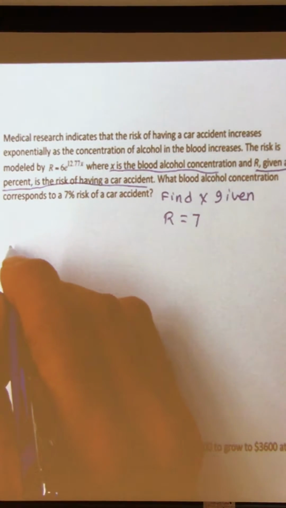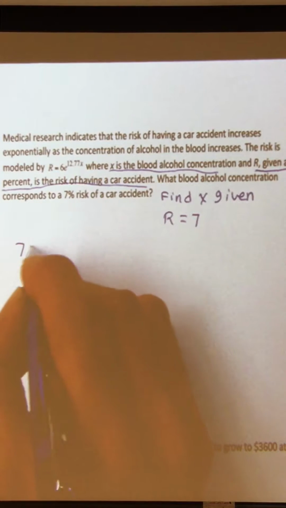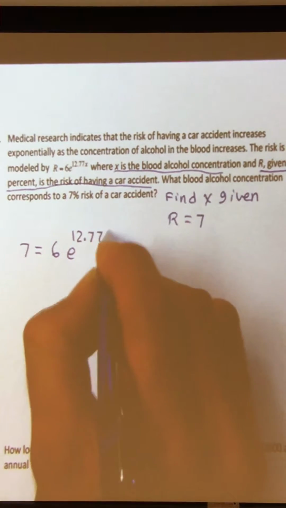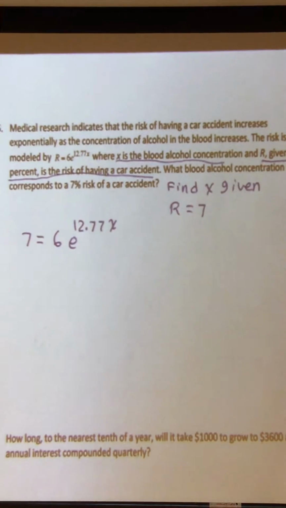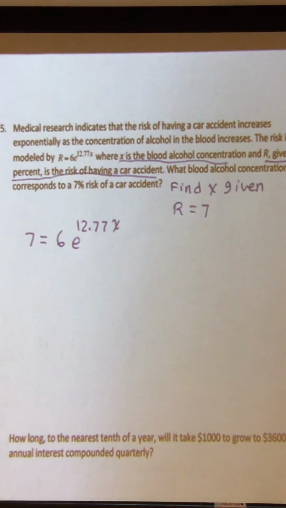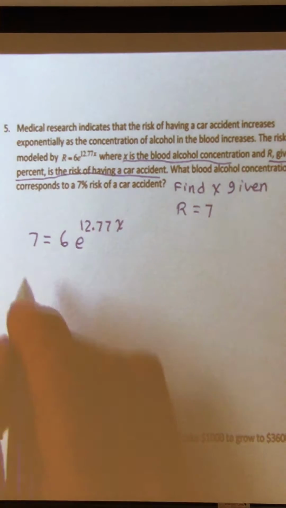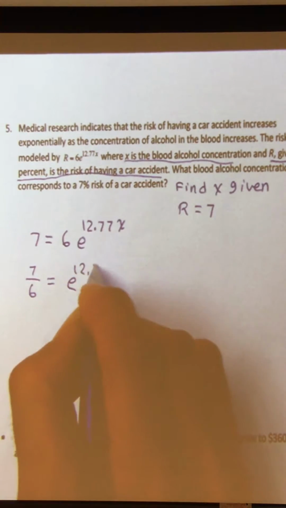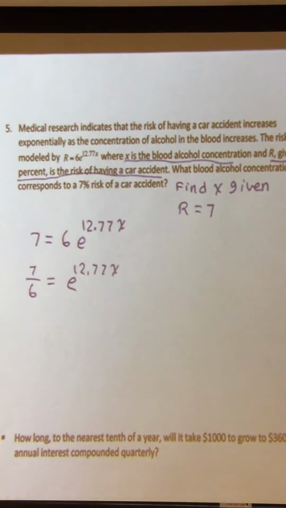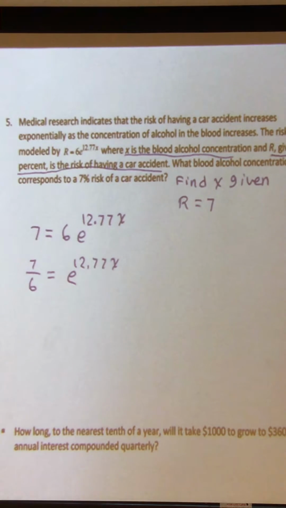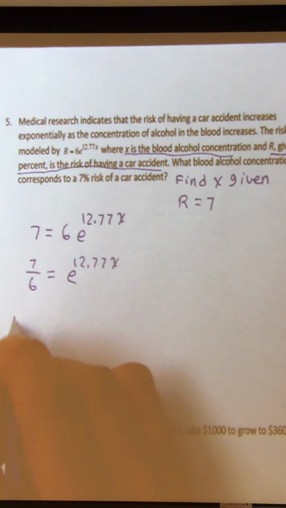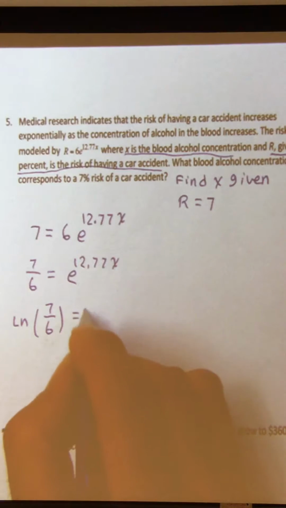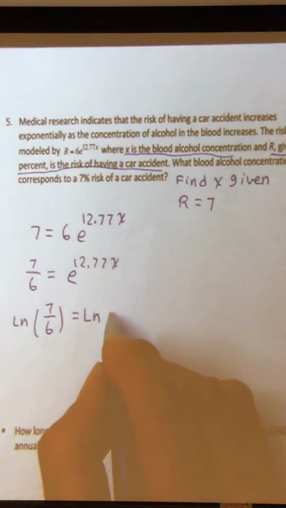So in our equation, we set r to be 7. So 7 is equal to 6e to the 12.77x. And now we need to solve that equation for x. First, we'll isolate the exponential. Writing 7/6 is e to the 12.77x. And now to get the x down on the ground where we can access it, we will take the log of both sides. Here I'm choosing to use natural log since we have the e exponential.